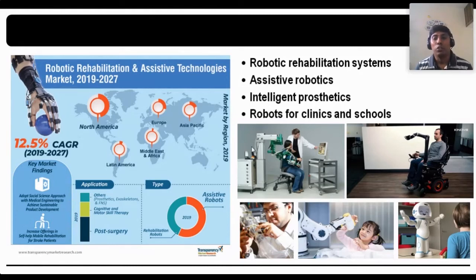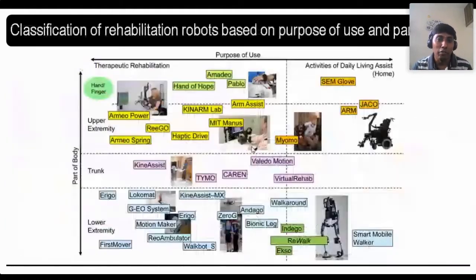So where it would energize the kids, so that the kids would feel a lively environment. So this is the broad picture. Now we will go to something very specific. You can see that based on the part of the body and the purpose of use, you can classify the developed systems.